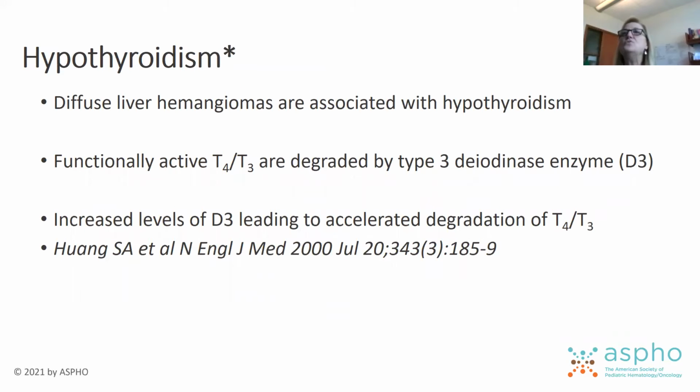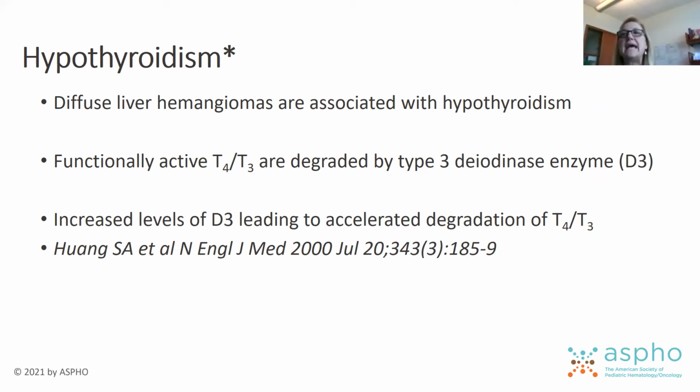The other thing that you need to know, and there's a star on this slide, is that diffuse liver lesions, so diffuse infantile liver hemangiomas, are associated with hypothyroidism. It is something that you do not want to miss because, as we know, these grow after birth. So the thyroid function may and usually is normal on the newborn screen. But as these hemangiomas grow, the endothelial cells take up thyroid hormone.